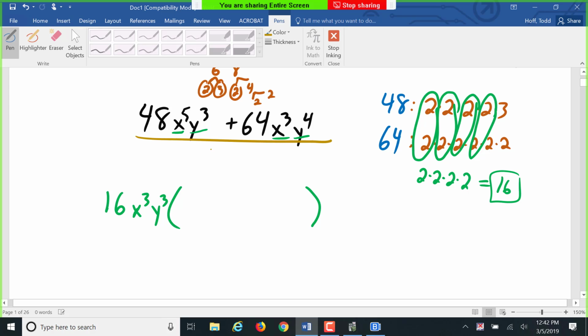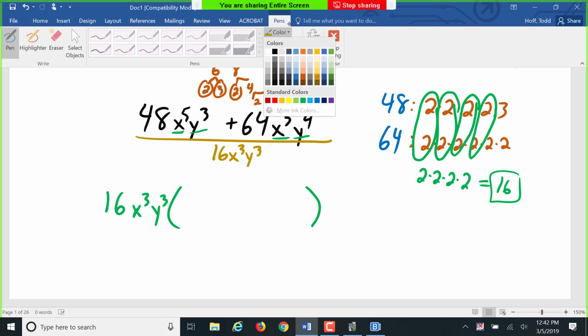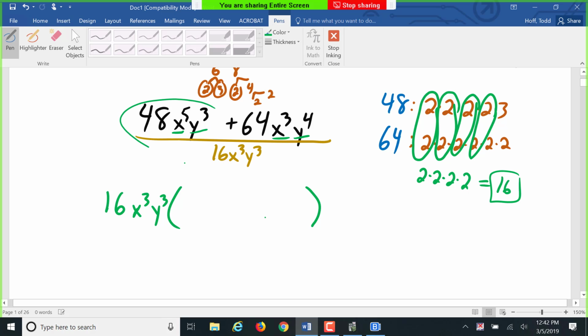So to find the other factor, we're going to divide that by 16x to the third y to the third. So 48x to the fifth y to the third divided by 16x to the third y to the third. What's it leave us with? X squared. 48 divided by 16 is 3. X to the fifth divided by x to the third is x squared, and y to the third divided by y to the third cancels out.